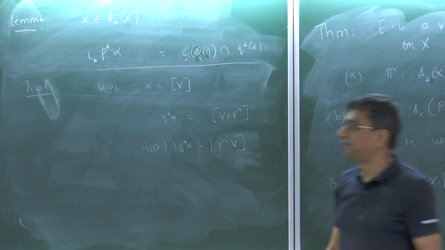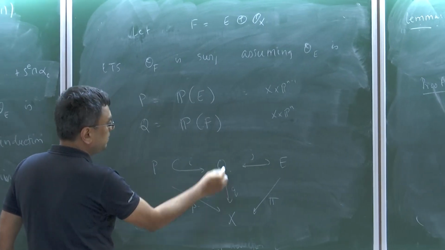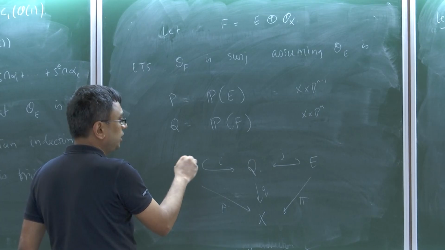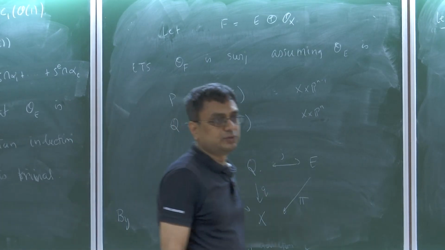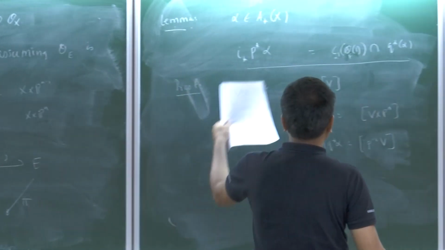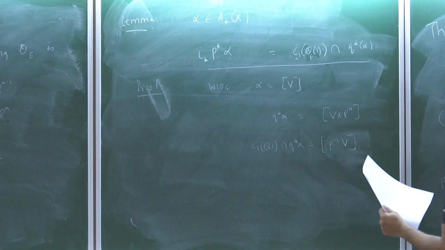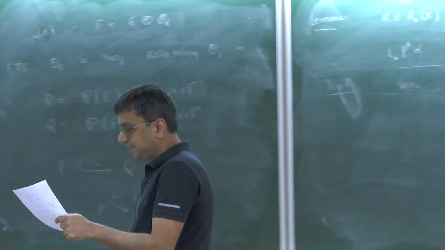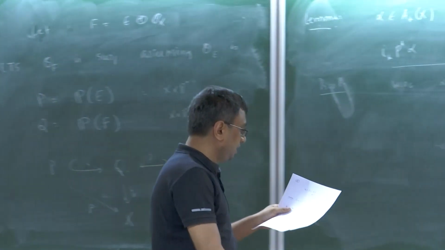So if I pull back by P and push forward, that is the same as pulling back by Q, but here I have a class supported on P. This pullback is not supported on P. I have to intersect it with the first Chern class. Okay, so this is the claim. Okay, so now once we have this, now let us use surjectivity.